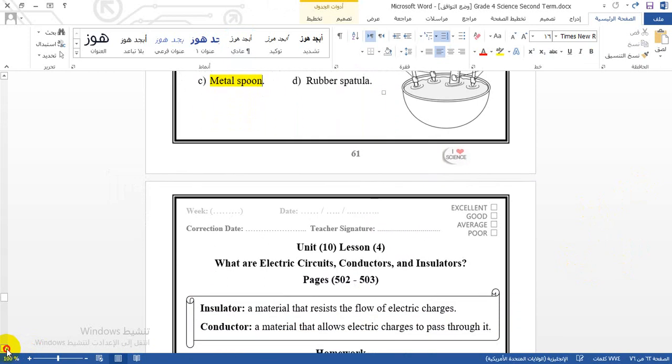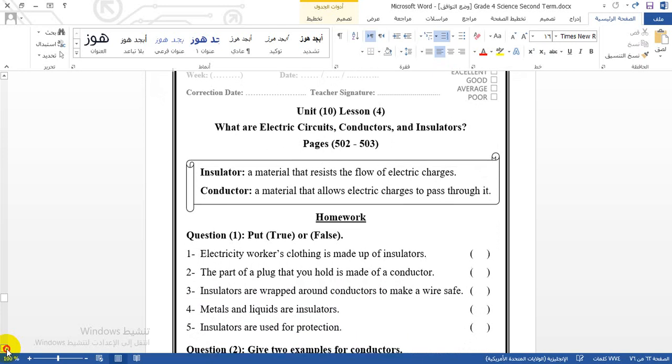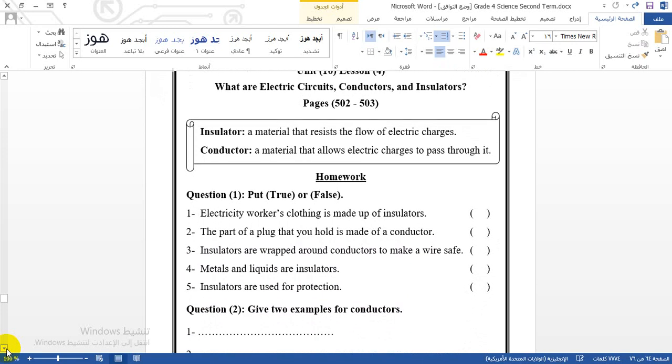Now let's solve the homework of our lesson today also, which is on insulators and conductors. They first give you two definitions to help you understand them: insulator, a material that resists the flow of electric charges, and conductor, a material that allows electric charges to pass through it. So you have to differentiate between them.